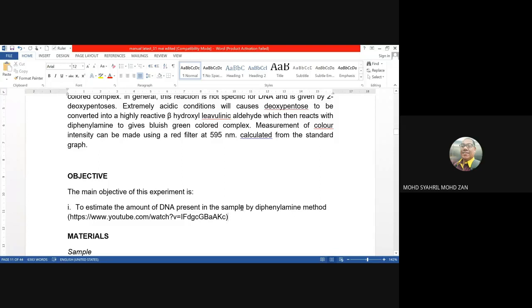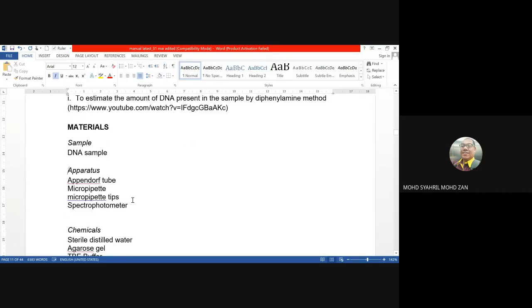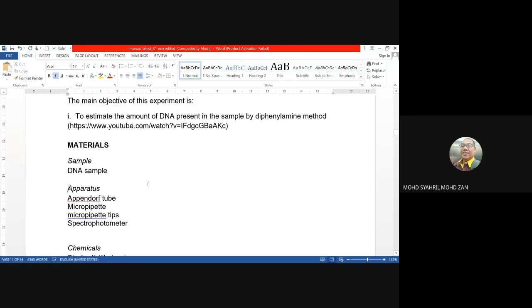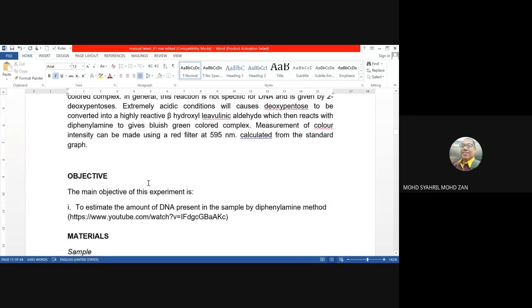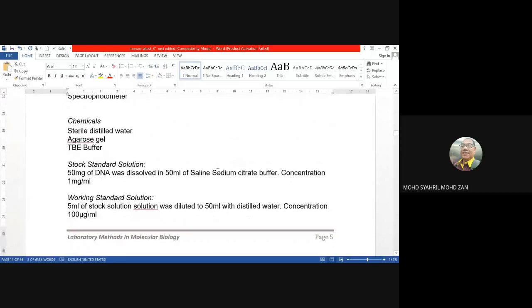Alright. So the sample we need, okay, of course the sample we got earlier, alright. So the apparatus is appendix tube, micropipettes, micropipette tips, and spectrophotometer. So as I said earlier, for the spectrophotometer we're using a special wavelength, okay. So we're using about 595 nanometer, okay. So the chemicals that we use are sterile distilled water, agarose gel, and TBE buffer, okay.